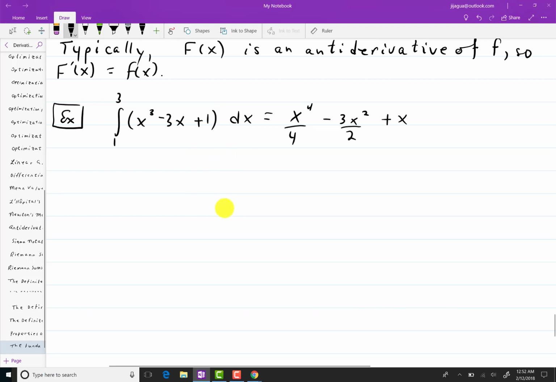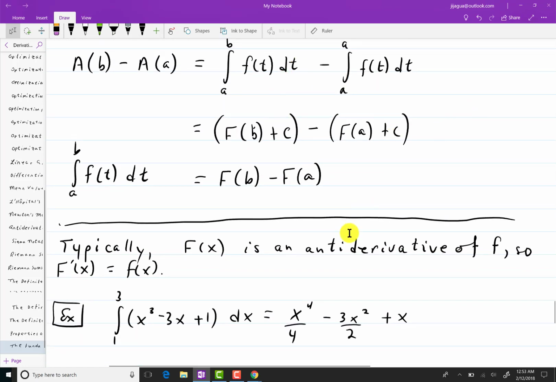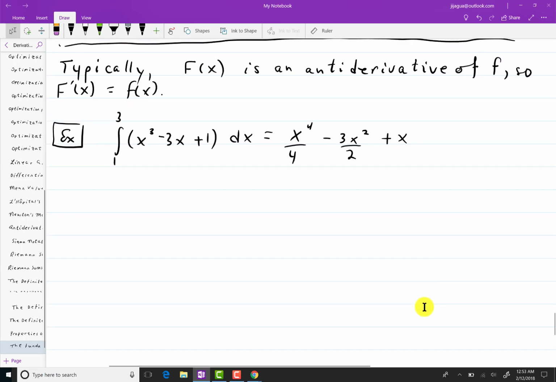Now, I don't have to put a plus c because if you'll notice in the proof here, the c's cancel out when you're doing F of b minus F of a. So to do capital F of b minus F of a, we typically write this vertical bar. I'll put a 1 on the lower part of it and a 3 on the upper part of it. And what we do is we plug 3 into this stuff right here. This is like our capital F of x. Let's plug 3 into it.